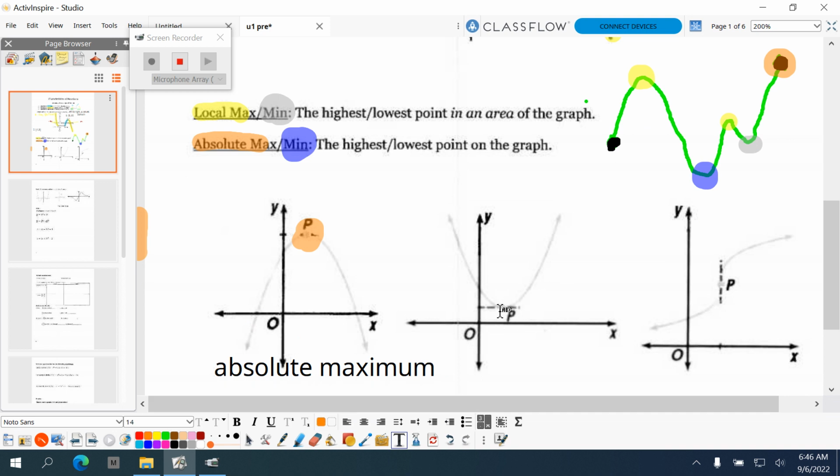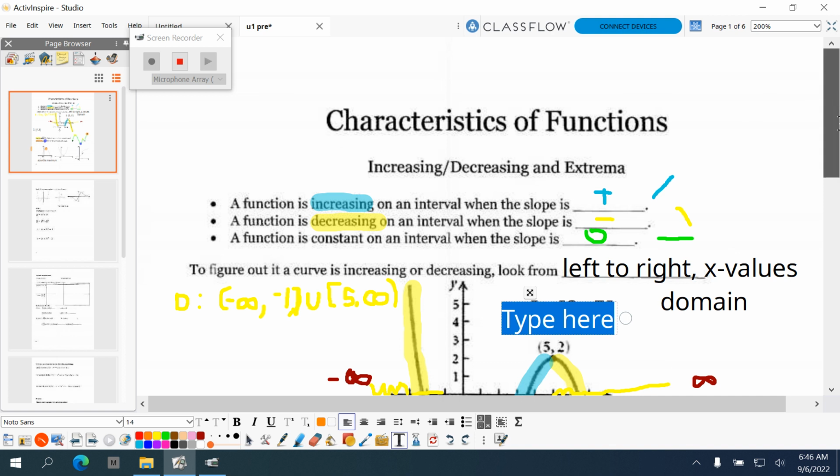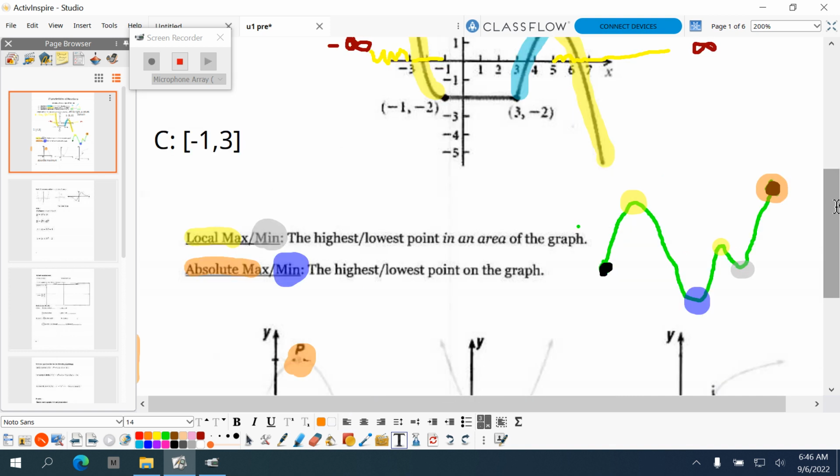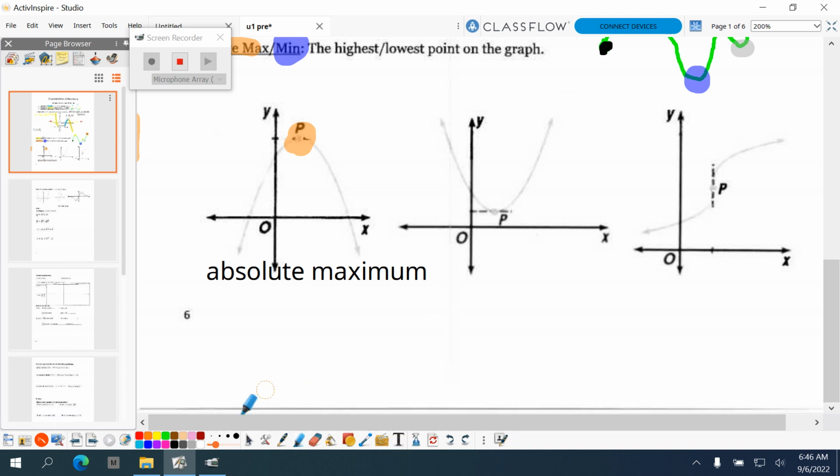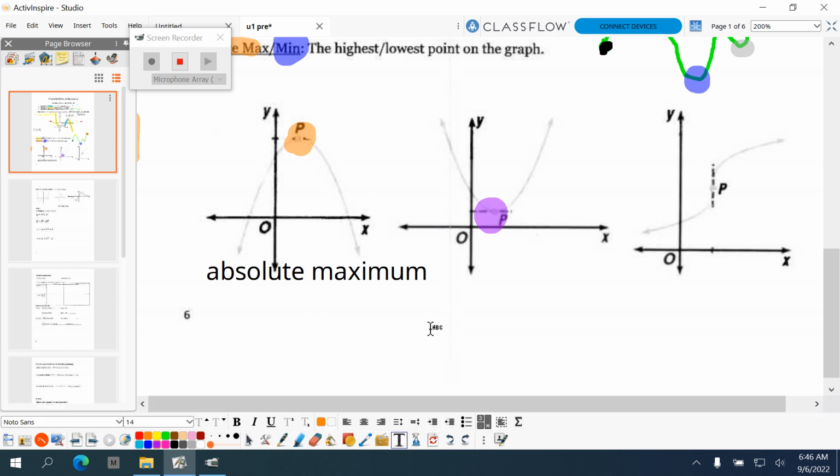All right, look at the next one, the next graph. P at this point, my bad, scroll down here, but P here is a minimum, and it's an absolute. It's the lowest point. So we would label that absolute minimum.